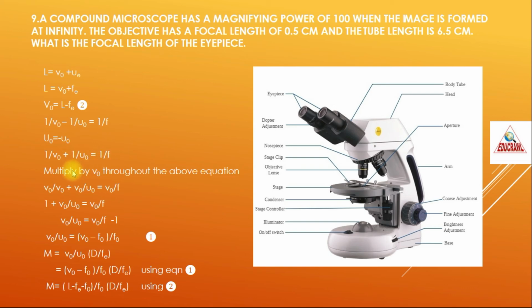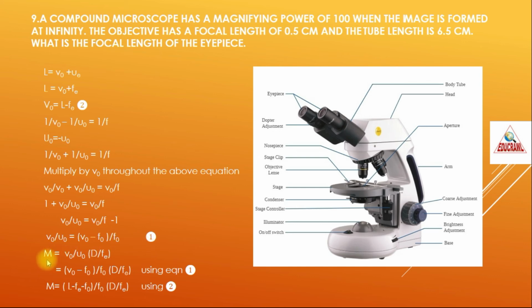In this equation, we multiply throughout by V0. Hence, we get V0 by V0 plus V0 by U0 is equal to V0 by F. Simplifying, we get 1 plus V0 by U0 is equal to V0 by F. Hence, V0 by U0 is equal to V0 by F minus 1. Hence, V0 by U0 is equal to V0 minus F0 divided by F0. This equation you keep as equation 1.